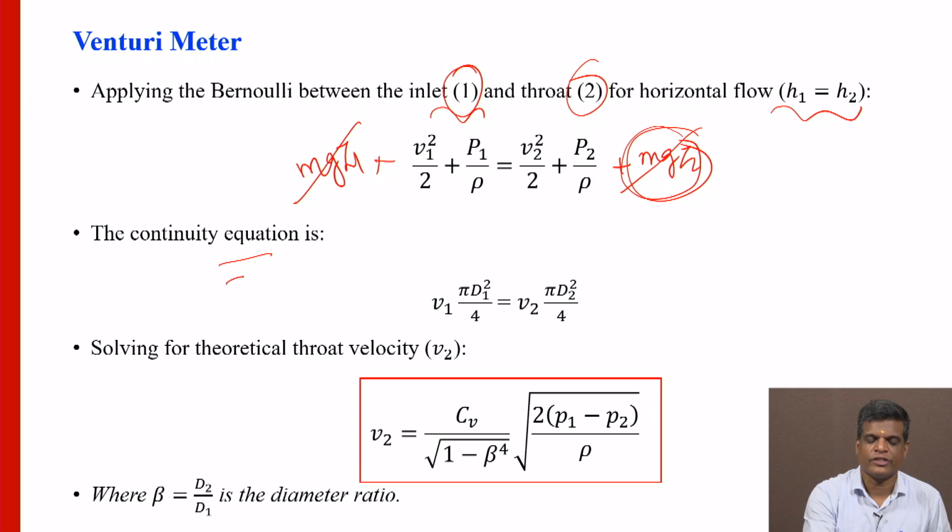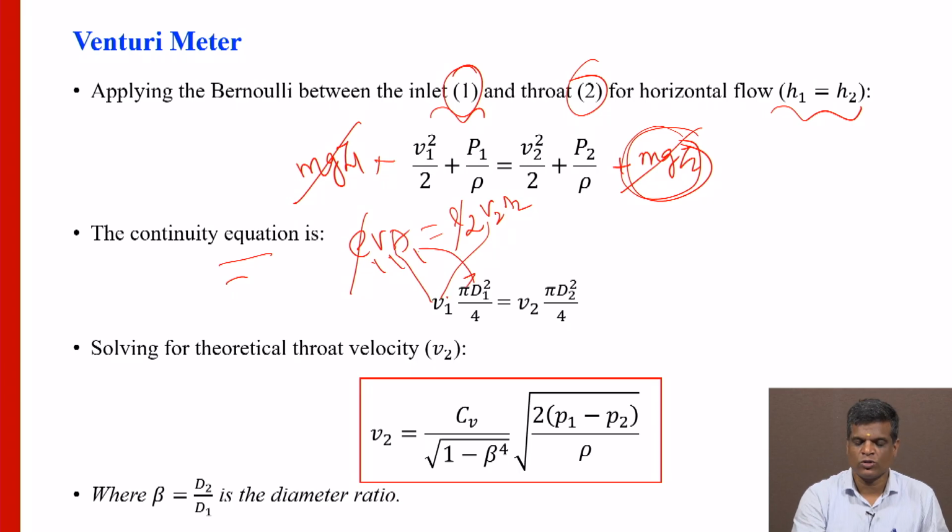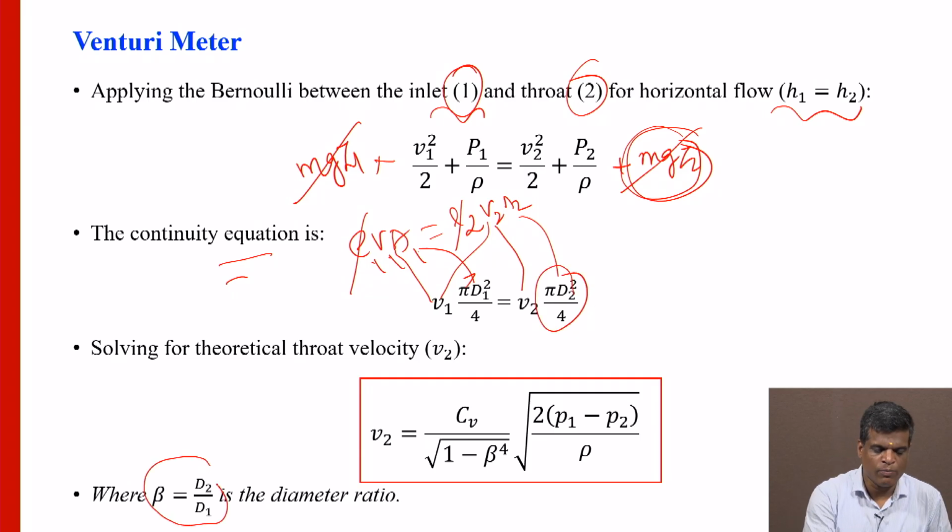Then we know the continuity equation: rho V A, density, velocity, area. Since the density is the same, rho 1 equals rho 2, it cancels, and we can write only V1 A1 equals V2 A2. Here V stands for velocity, A1 is pi d1 squared and A2 is pi d2 squared, the cross-sectional areas. We define beta equal to d2 by d1, the diameter ratio.